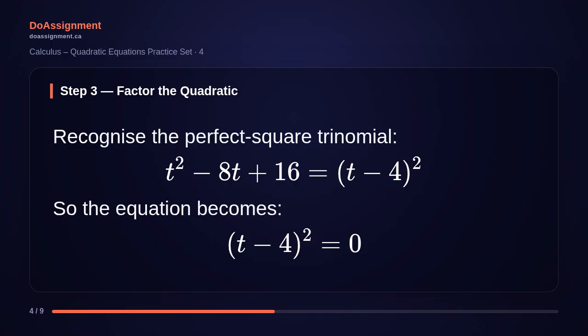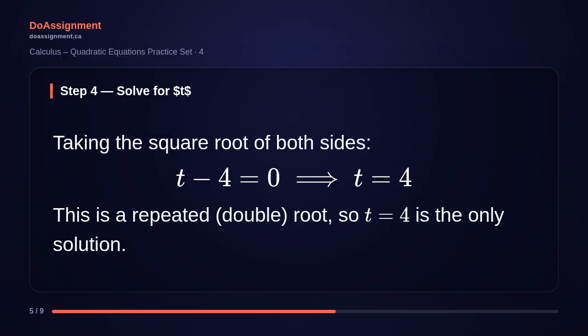The quadratic is a perfect square trinomial. It factors as (t − 4)² = 0. Taking the square root of both sides gives t − 4 = 0, so t = 4. Because it is a double root, this is the only time the particle reaches that position.